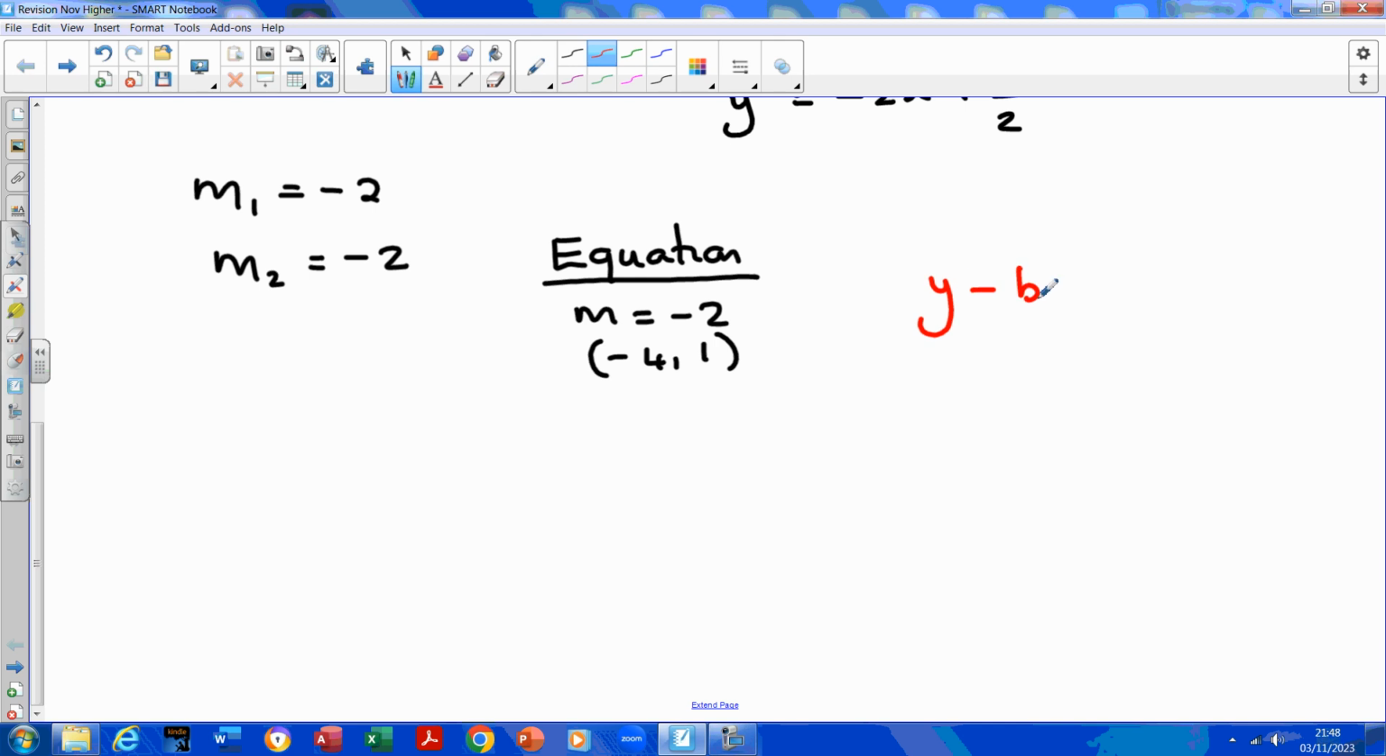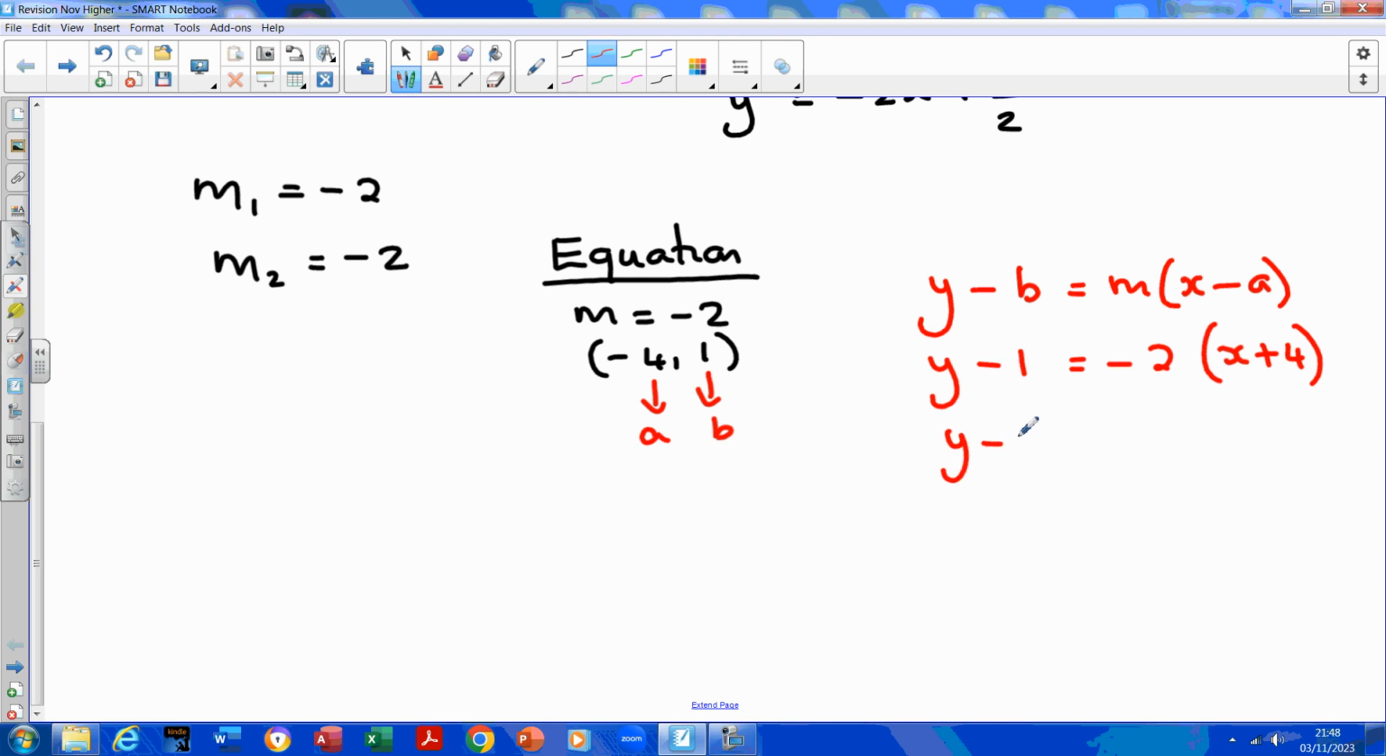So y minus b is equal to m times x minus a. We'll sub in all the values, that will be a and that will be b. So y minus b will give me y minus 1 is equal to negative 2 times x minus negative 4, which makes x plus 4. When I tidy that up, I'll do the bracket first. y minus 1 is equal to negative 2x minus 8. I want to get rid of that, take away 1 from that side, so I'll add 1 on to both sides. And that gives me an equation, y is equal to negative 2x take away 7.